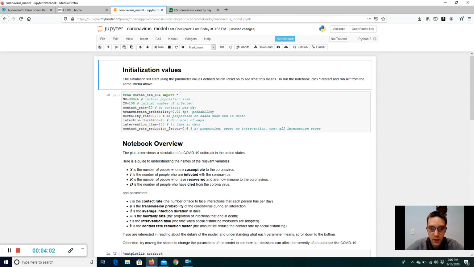So we've got 4 categories. We have people who are susceptible to the disease. We have people who are infected with the coronavirus. We've got people who have recovered and are therefore immune, or at least that's what we hope. And lastly, we have people who have died. So 4 categories.